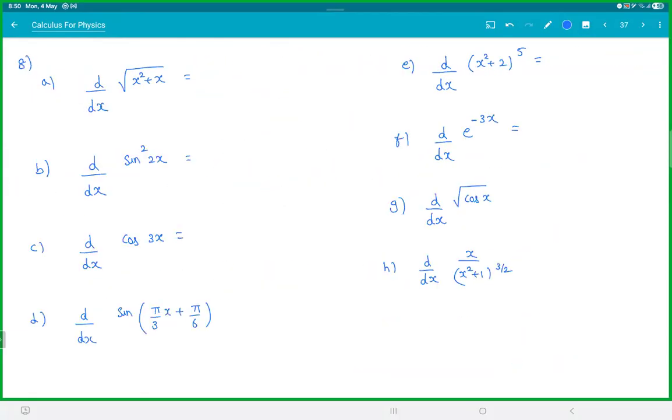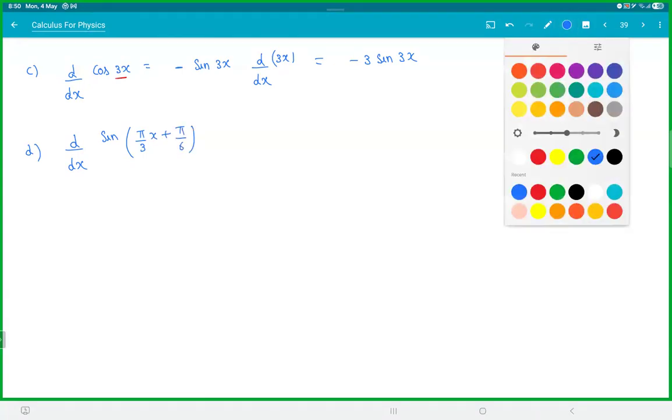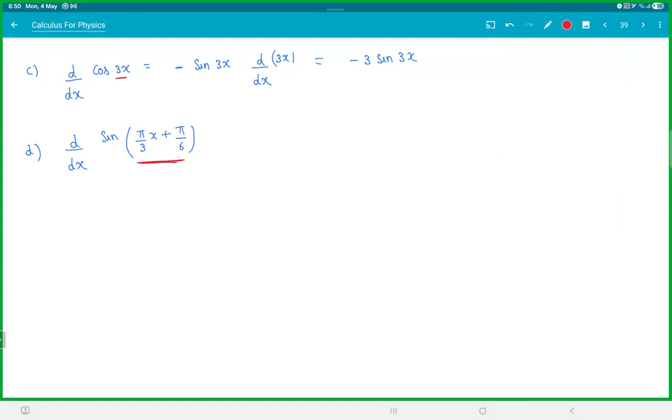Then sine of pi by 3 x plus pi by 6. Again, remember pi is a constant. It just looks weird, but at the end of the day it is just a number. So this is sine of a function. Sine's differential is cos of a function. Your function is pi by 3 x plus pi by 6. This is a very common differentiation, the sine pi by 3 x thing. Later on, you'll encounter this a lot in a chapter called SHM.